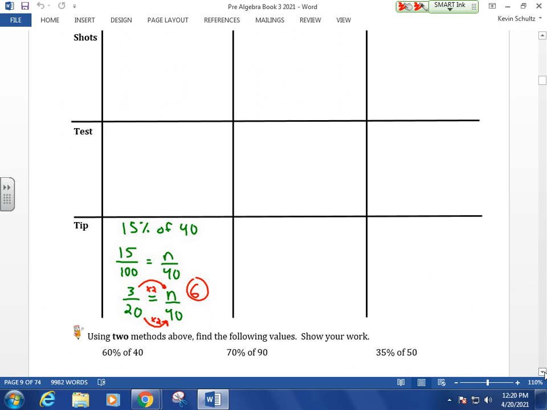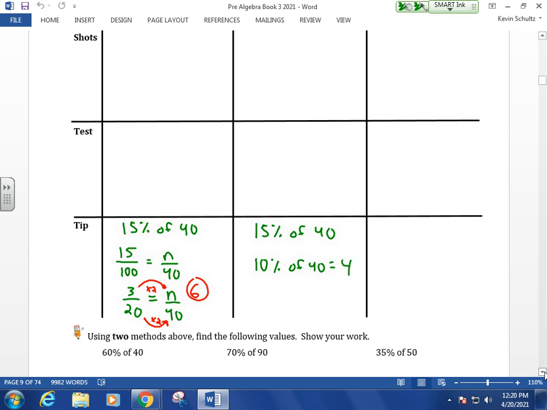Using percentages, we want to figure out what 15% of 40 is. So this one, we can break down into 10% again. That's kind of where we start. 10% of 40. What number goes into 40 10 times? What's 1/10 of 40? All these questions have the same answer. 10% of 40 is 4.